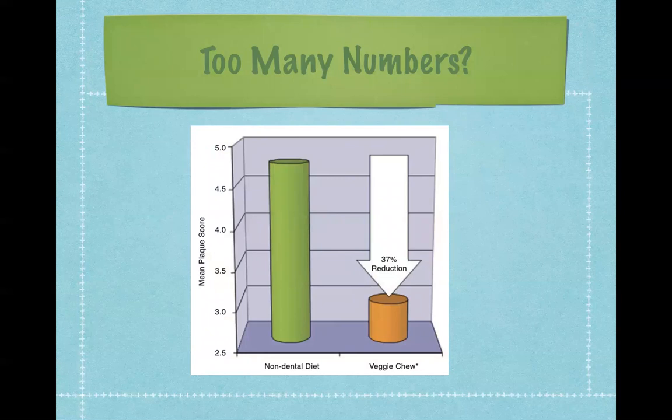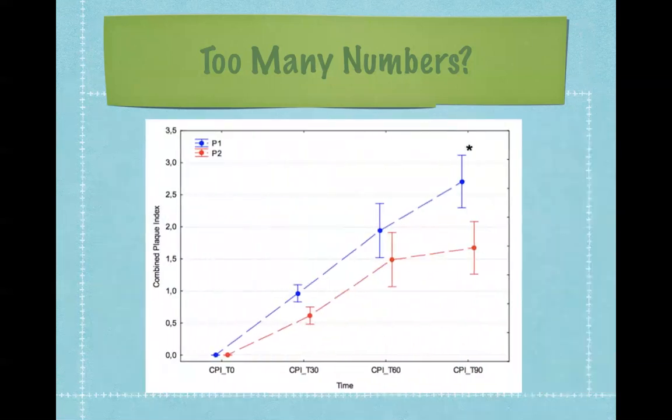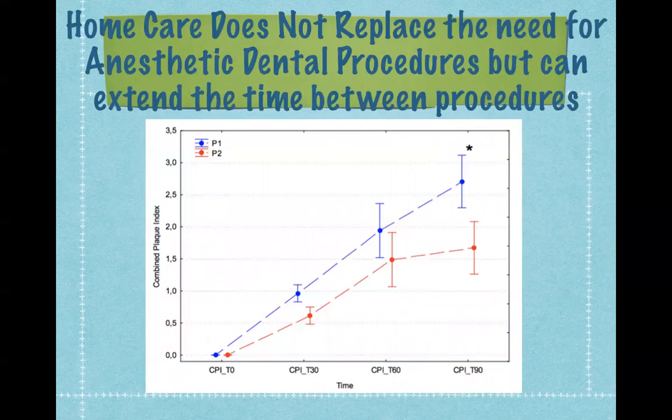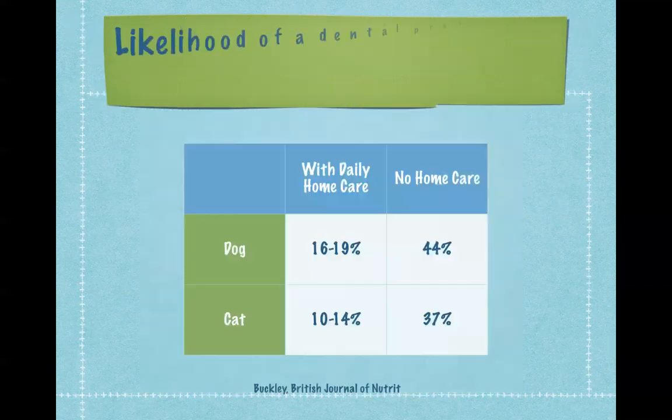Now, all these numbers are probably too many numbers. And so we have to remember that these are reductions over baseline. So we're helping no matter what we pick, but let's make sure that we continue to bring that baseline back to 0, because the baseline of disease still rises even if you brush all the time. It doesn't replace the need for anesthetic dental procedures, but definitely extends the time between them.